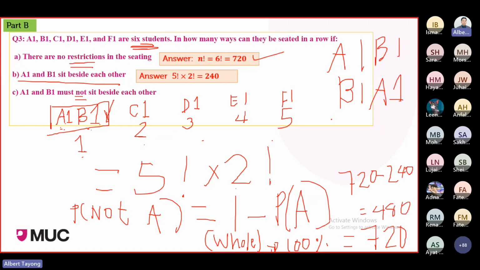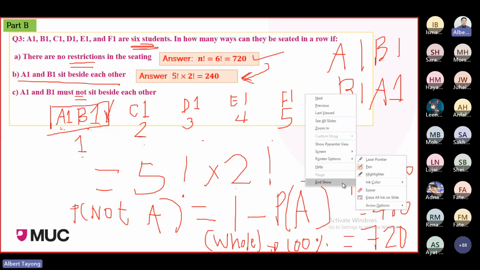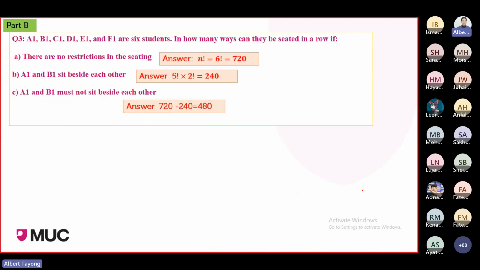So it's very simple. You just have to subtract these two to get the opposite. The whole or the total possibilities minus the opposite. Okay, so I guess this one is very clear. The answer here is 480. We just subtract these two. Let's proceed to another example related to this.